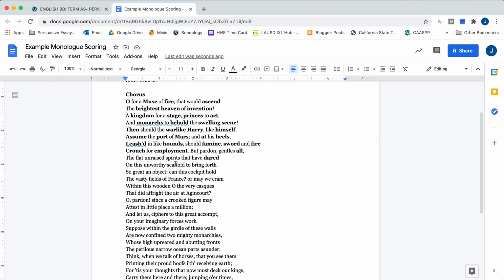So now, still bearing in mind my emphasis, I'm going to put all the text back and try it again. Oh, for a muse of fire that would ascend the brightest heaven of invention. A kingdom for a stage, princes to act, and monarchs to behold the swelling scene. Then should the warlike Harry, like himself, assume the port of Mars, and at his heels, leashed in like hounds, should famine, sword, and fire crouch for employment.